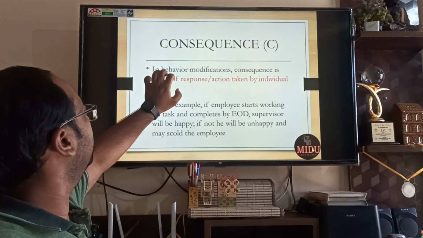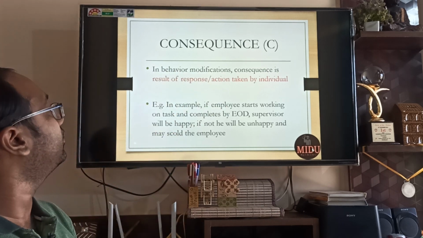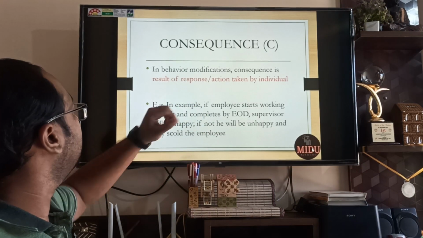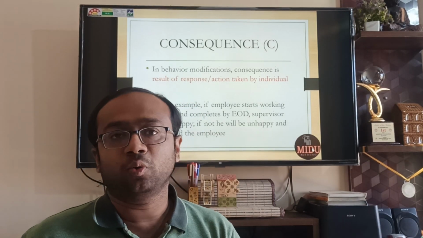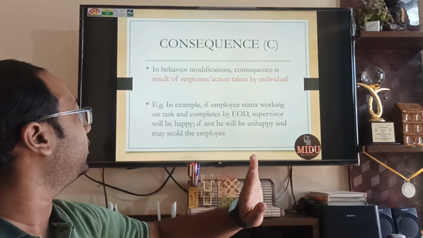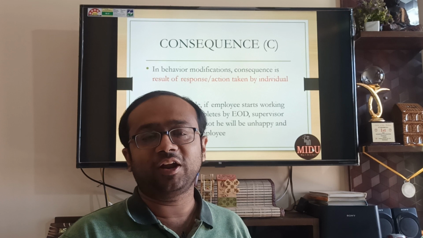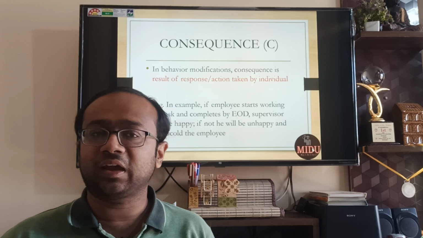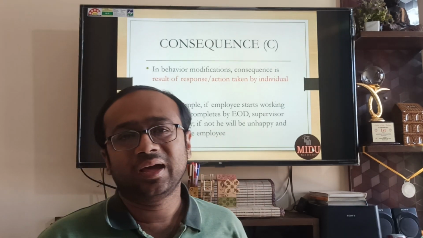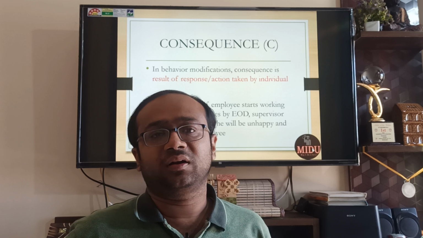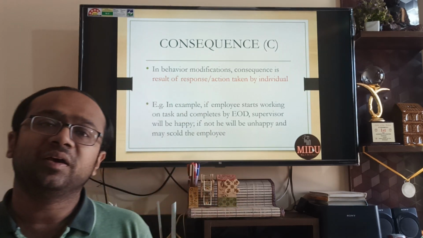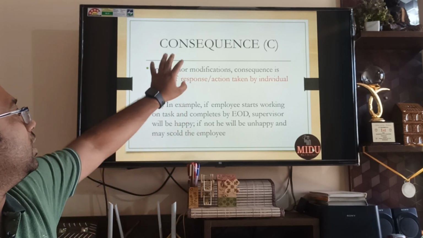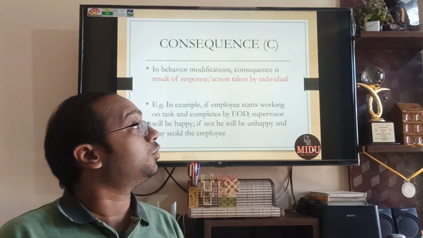Third, my dear friends, is consequence. In behavior modification, consequence is the result of the response or action taken by the individual. Let us discuss it from that example only. The employee starts working on the task and completes it. The supervisor will be very happy. He will say, very good job done, Ram, very good. This is one consequence. Second, if he did not do it, the superior will be unhappy. He will say, what is this? Always you give excuses, always your work is delayed, this was urgent so I asked you but still you did not do it. So he will be unhappy and he can scold. This, my dear friends, is the third part, which is known as consequence.